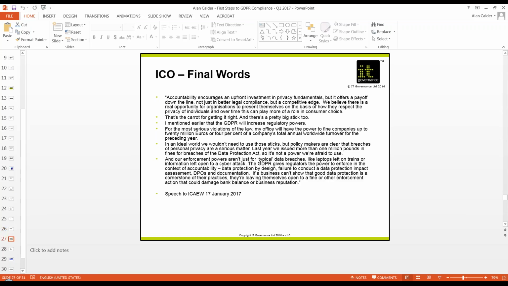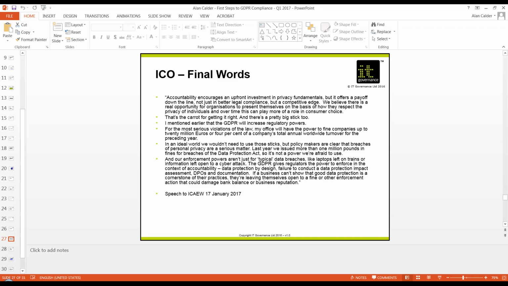Let me wrap up with the final words that the Information Commissioner had to say back on the 17th of January. She said, yes, it's true, the idea of accountability encourages an upfront investment in how you do privacy inside the organization. But down the line, it offers a payoff, not just in better legal compliance, but also in competitive edge. The organizations who are ahead in protecting the information of data subjects should have a competitive edge, not just because they're not finding themselves subject to prosecution, but also because they have more customers coming to them. They're able to deal more effectively, more smoothly with their customers.